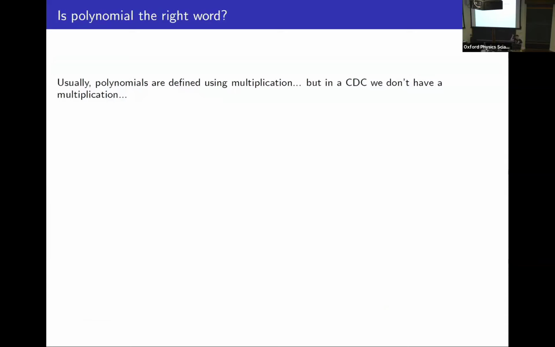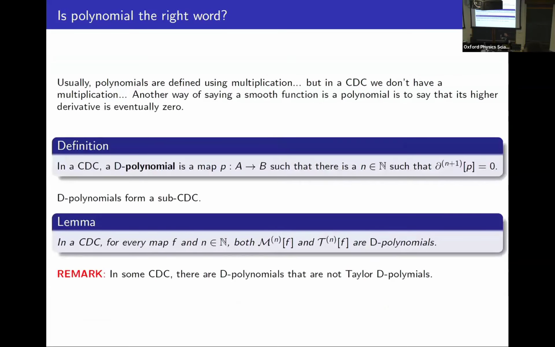If I were to ask probably any undergrad student what a polynomial is, they'd tell me it's a sum of things where you've multiplied x together and so on. But in a Cartesian differential category, we don't have the notion of multiplication. Yet there's another way to talk about polynomials: they're the functions that, after you differentiate n times, you get to 0. And you can talk about that in a CDC. So you can say that a map is a D polynomial if after its nth derivative, it is equal to 0. And one can show that the Taylor monomials and the Taylor polynomials that I defined on the previous slide are in fact D polynomials. So the terminology is justified.